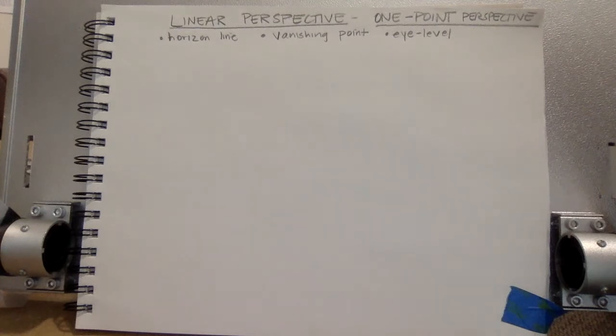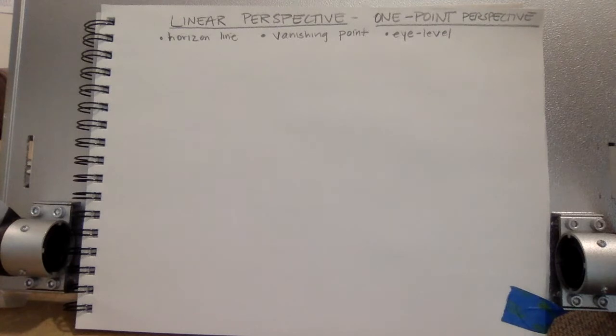The second type of perspective is linear perspective. So you've probably already heard of this. A lot of you might have already learned it, maybe if you had a more advanced high school art class. But if you haven't learned it yet, then that's fine. These are the very basic ideas of linear perspective.